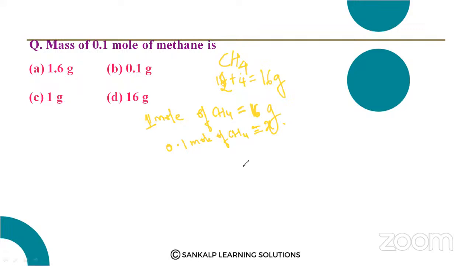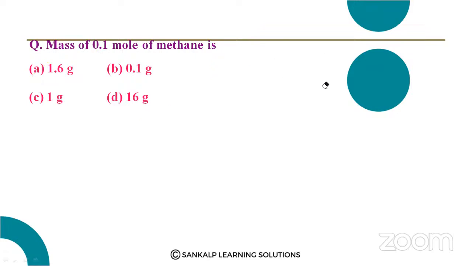So cross multiply: 16 into 0.1 comes to 1.6. So this is the answer. The answer is A. Like this, you are going to solve the problem. You have to relate and write the problem. So we'll go for the next one.